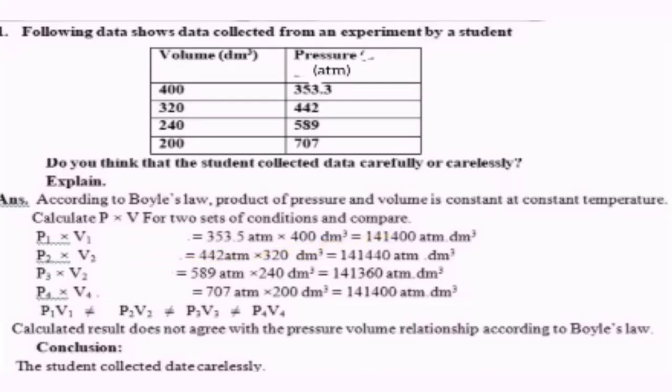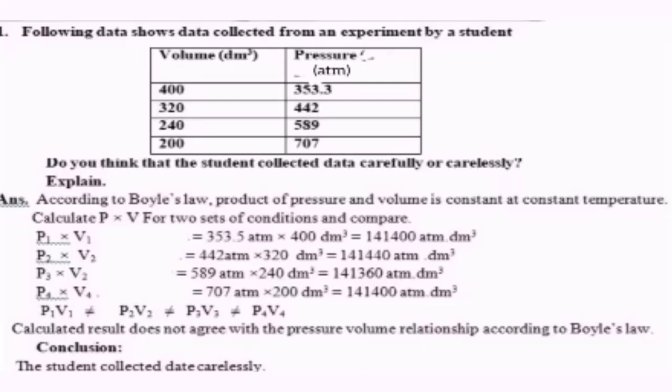For the first set, 400 and 353.3, we can represent it as P1 into V1. Now we put the value of pressure, which is given as 353.5 atm, into 400 decimeter cube, which is the first value of volume. Now this will give us the answer 141,400 atm into decimeter cube.